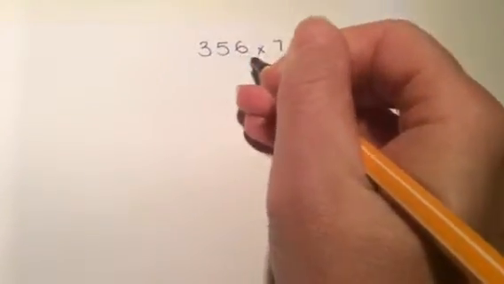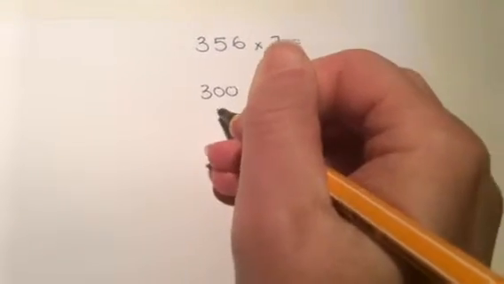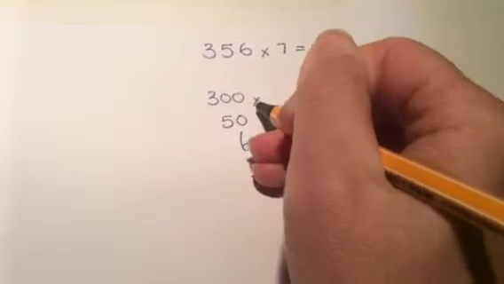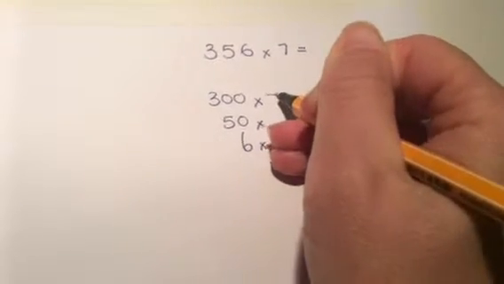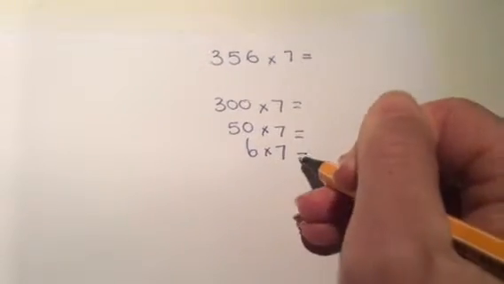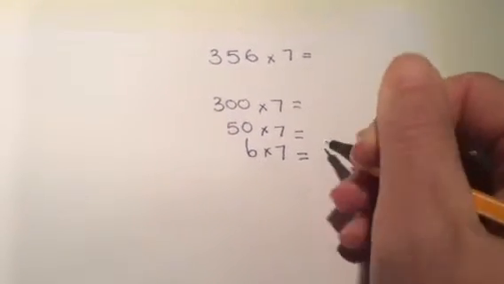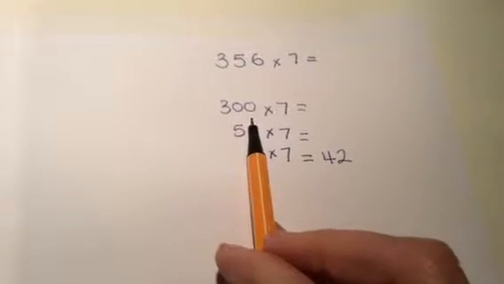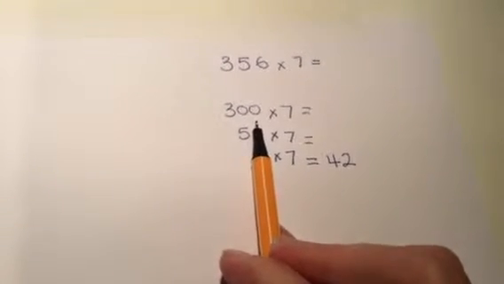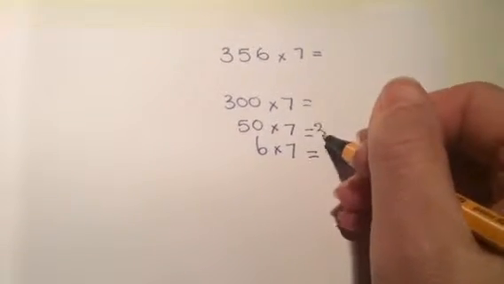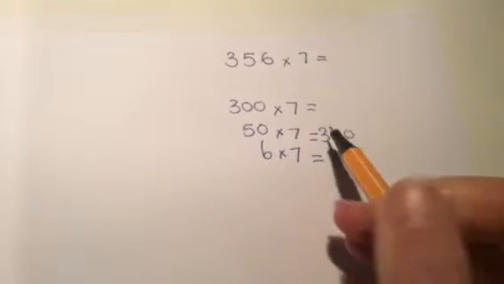So we're going to partition out this number here into 300, 50 and 6. They all get times by 7. Now 6 times 7 is 42. Over here we can do 5 times 7, which is 35. Make it 10 times bigger to give you 350.